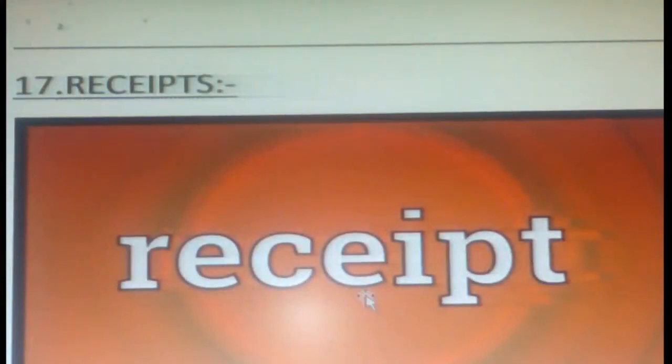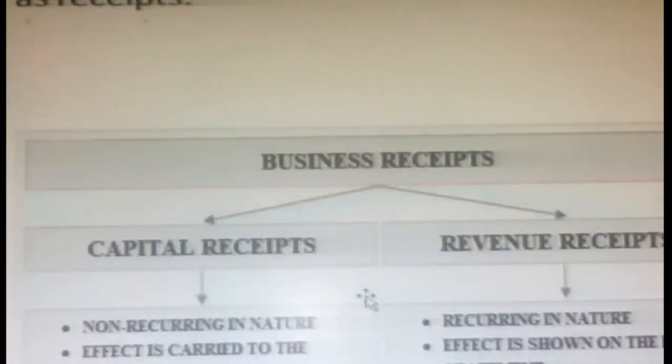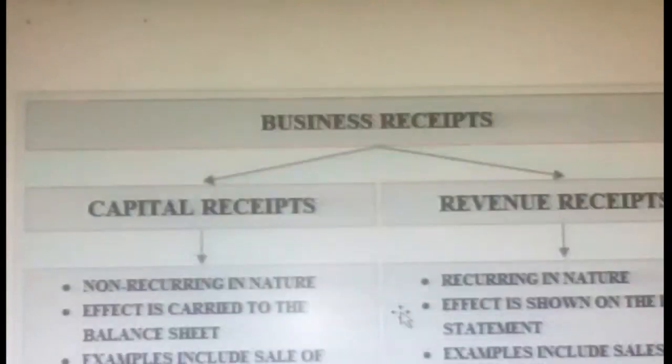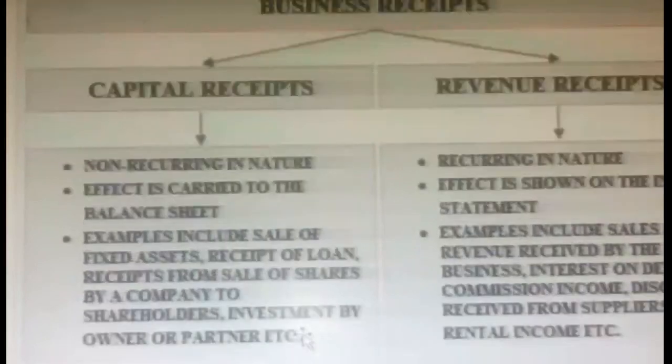Here see receipts, the opposite. What is the meaning of receipts? Receipts are nothing but the amount received or receivable by selling assets, goods or services, correct? So through the business, whether it's asset or goods or services, you got money. That is called receipts. Here also, as we studied capital expenditure and revenue expenditure, here business receipts are the same manner. Here also it is called capital receipts and revenue receipts, correct? There we studied capital expenditure, here capital receipts. There we studied revenue expenditure, here revenue receipts.